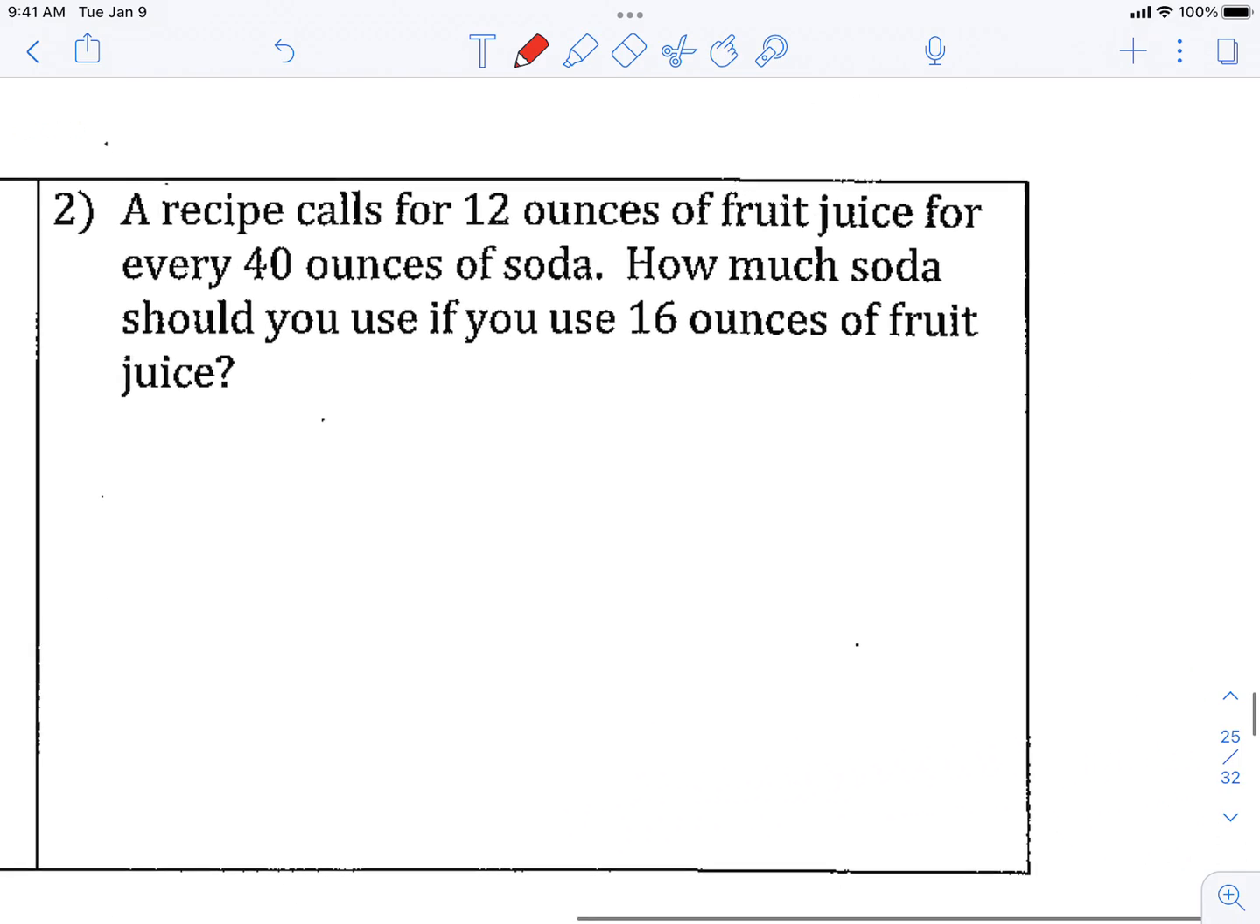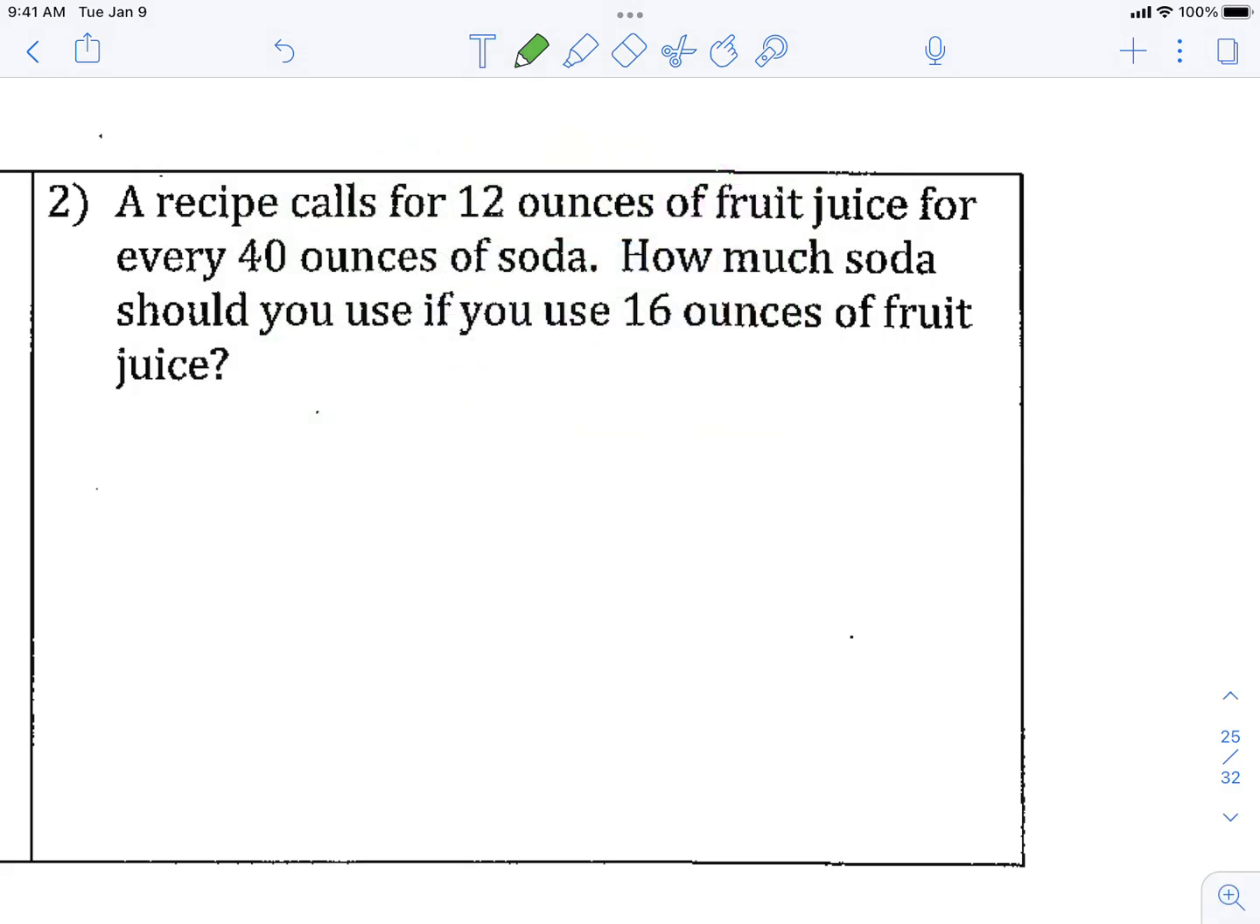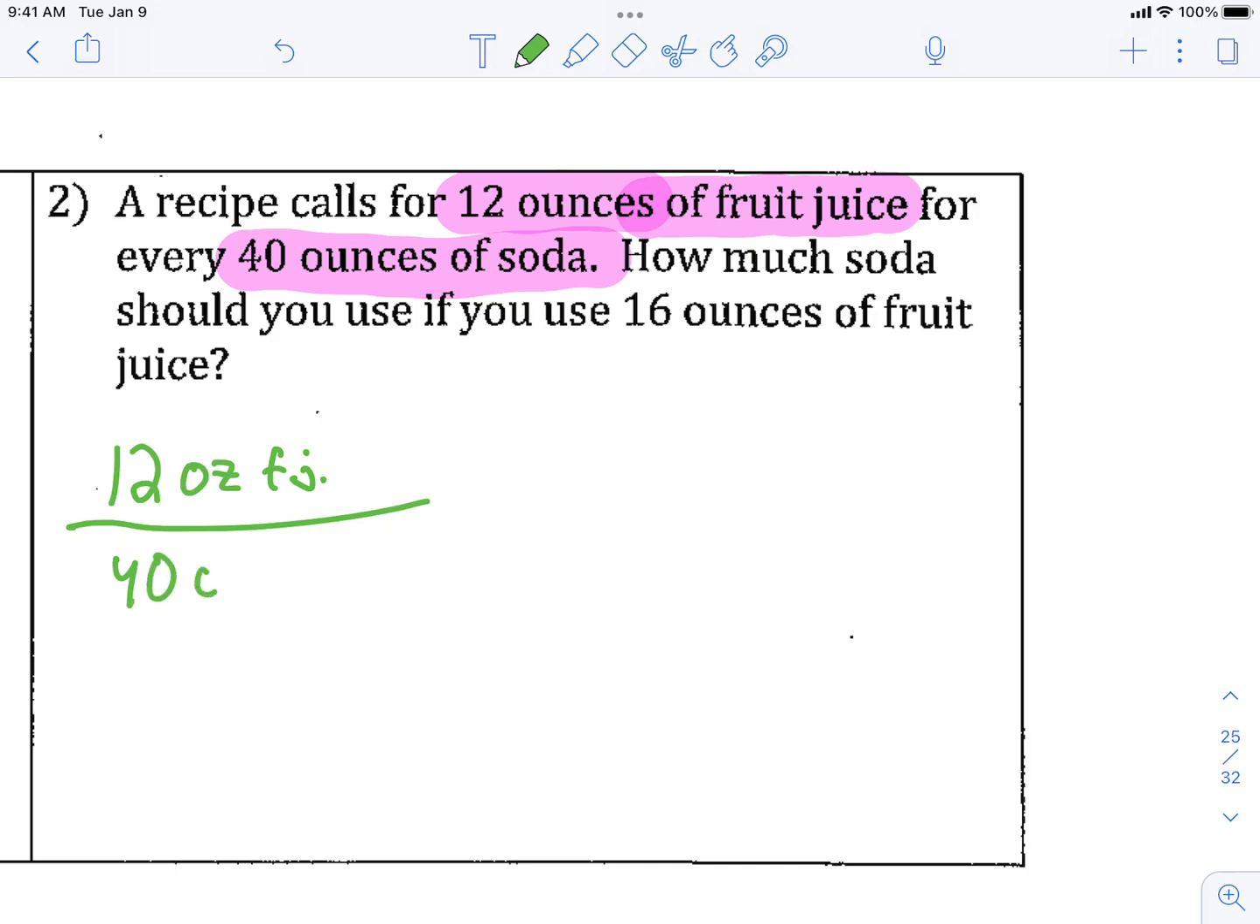We can do one more together. A recipe calls for 12 ounces of fruit juice for every 40 ounces of soda. How much soda should you use if you use 16 ounces of fruit juice? You want to group things together again for a nice ratio. And I see that there's 12 ounces of fruit juice for every 40 ounces of soda. So that is one of my ratios. 12 ounces of fruit juice for 40 ounces of soda.